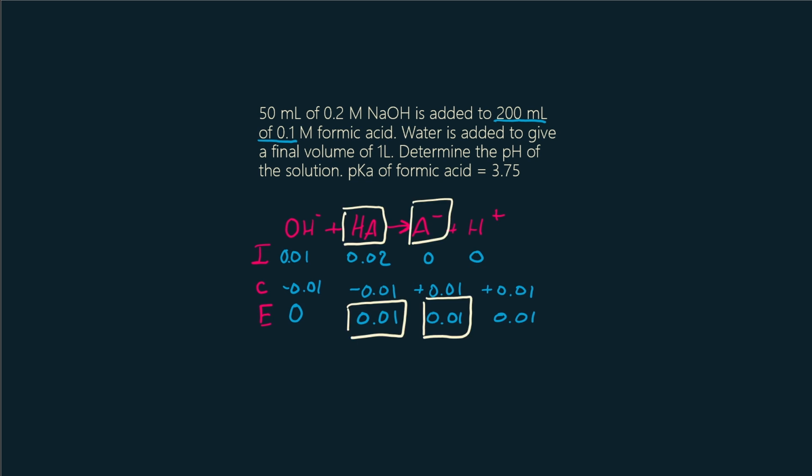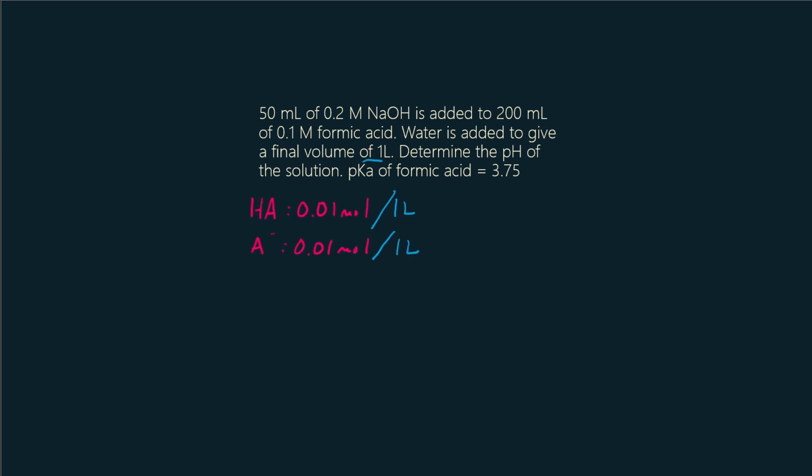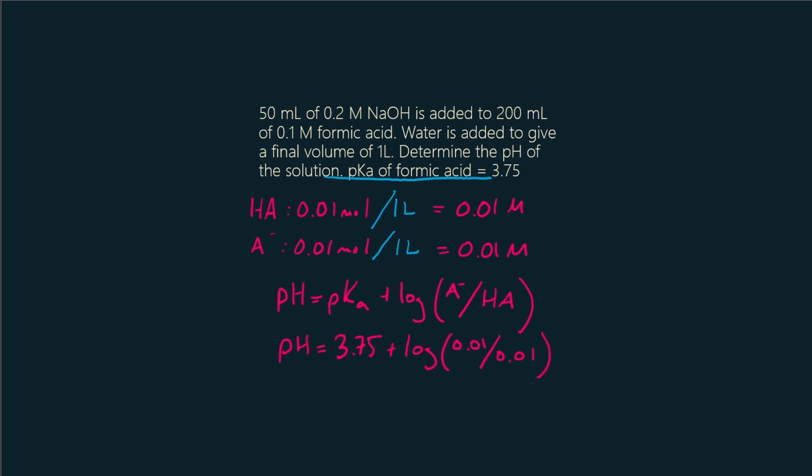And so by the end, we have 0.01 each of our HA and A-. Since we have a final volume of 1 liter, we divide both moles by it to get us our molars. And then using this pKa, we will plug everything into the HH equation to get us our pH. Once we do that, we get a pH of 3.75.